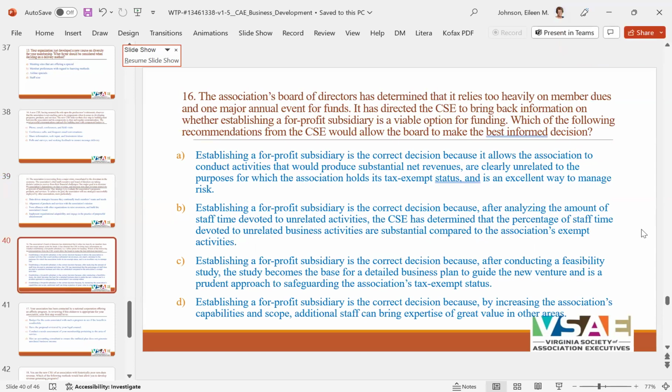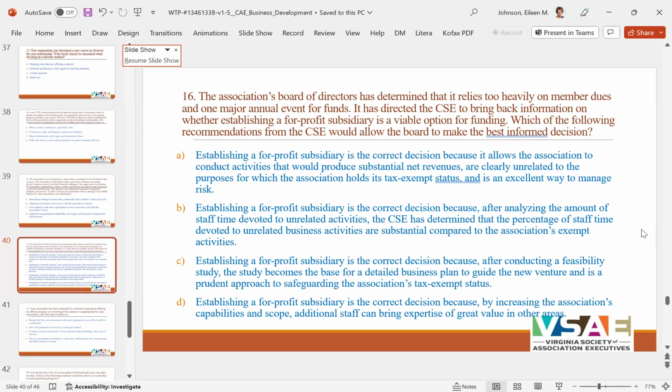The association's board of directors has determined that it relies too heavily on member dues and one major annual event for funds. It has directed the CSE to bring back information on whether establishing a for-profit subsidiary is a viable option for funding. Which of the following recommendations from the CSE would allow the board to make the best informed decision? A, establishing the for-profit subsidiary is the correct decision because it allows the association to conduct activities that would produce substantial net revenues clearly unrelated to the purposes for which the association holds its tax-exempt status and is an excellent way to manage risk.